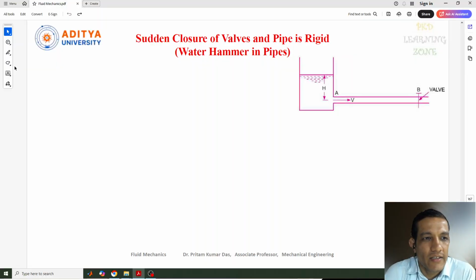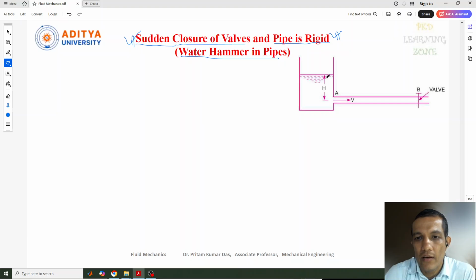In this lecture, we'll discuss a new topic regarding the sudden closure of valves when the pipe is rigid. This is a concept in water hammer in pipes. In the last lecture, I already discussed the gradual closure of valves, and now we'll discuss the sudden closure of valves. Before going to the concept, the pipe is rigid and suddenly the valve will be closed.